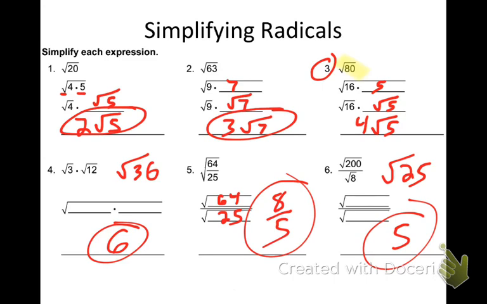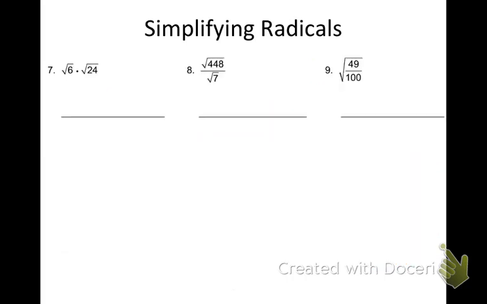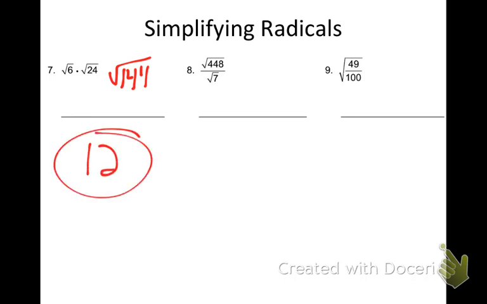Okay. So again, the goal is to find a perfect square. We're supposed to do all that in our head? Yeah. You can do all that in your head. Number 7. Square root of 6 times the square root of 24. What's 6 times 24 going to get me? 144. That gives me the square root of 144. And now what's square root of 144? 12. Nice job, sir.